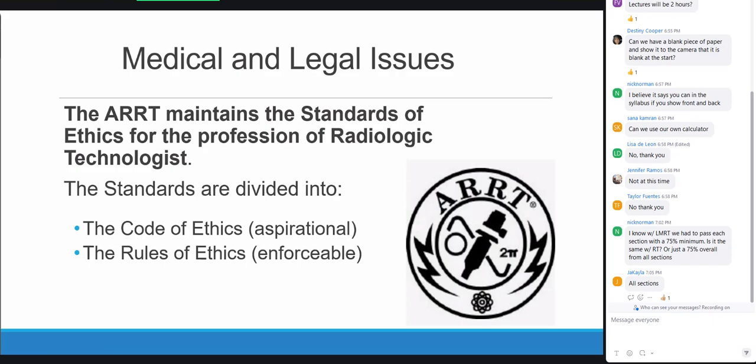And just with you as students wanting to take the registry examination, you have to sign that you are willing to and will comply with the rules of ethics as well as the code of ethics. And there are rules pertaining to continuing education.